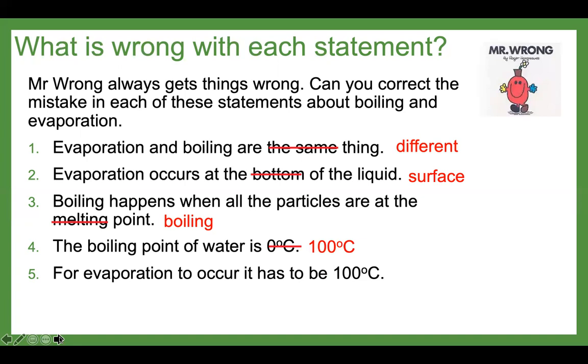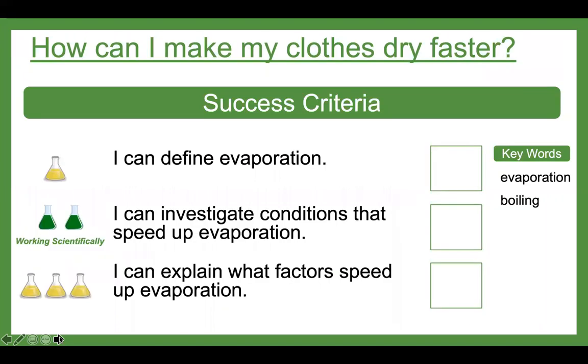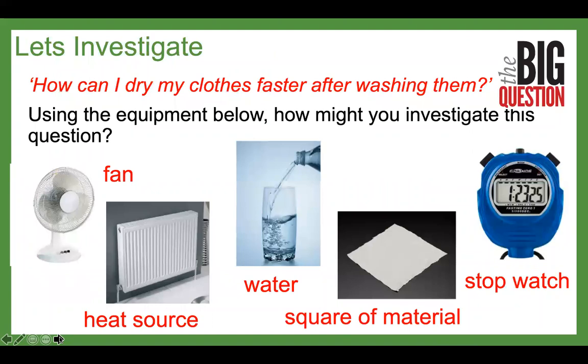Number 5, for evaporation to occur, it has to be 100 degrees. What's wrong here? Pause the screen. Well, actually, for evaporation to occur, it doesn't have to be 100 degrees. It just has to be warm enough for the particles to evaporate. So here we can tick off our first success criteria, which is I can define evaporation. Well done. So let's do an investigation.